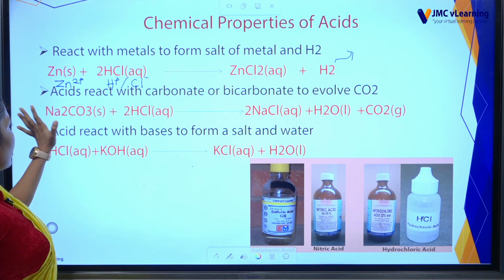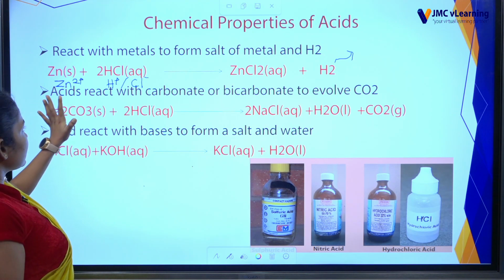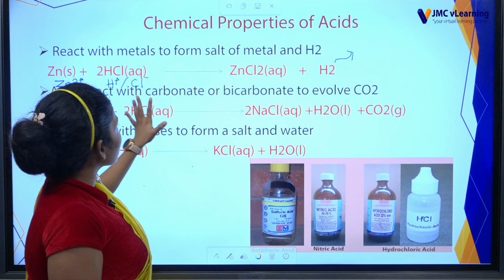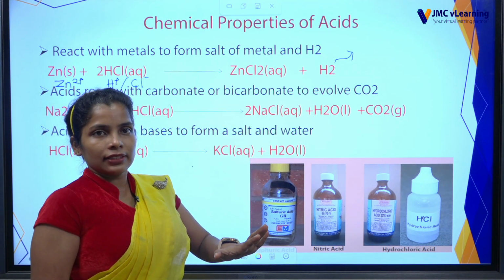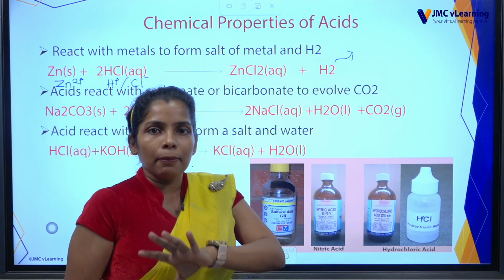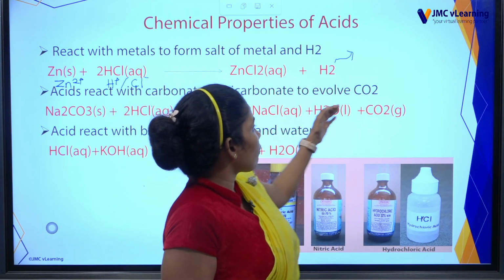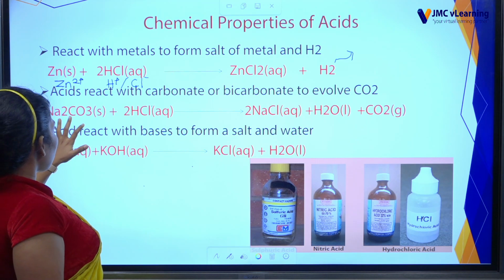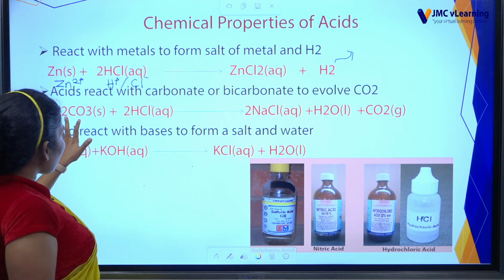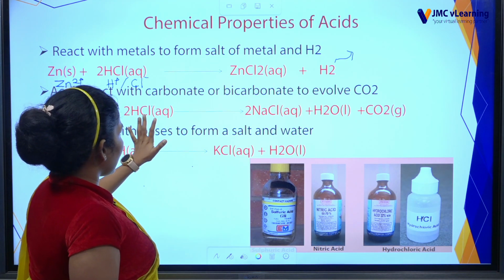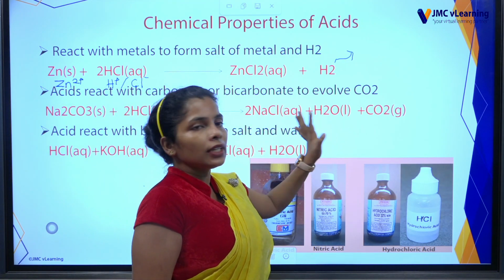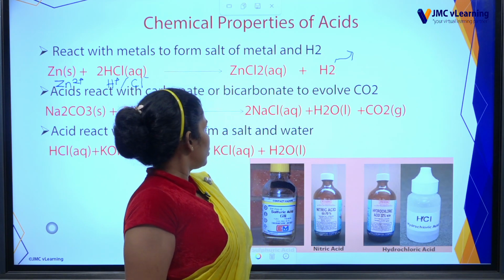Now here is the second chemical property of acids. Acids react with carbonate or bicarbonate. Acids react with carbonate or bicarbonate to evolve carbon dioxide. This is sodium carbonate. Look at sodium carbonate plus HCl goes to sodium chloride plus water plus carbon dioxide.